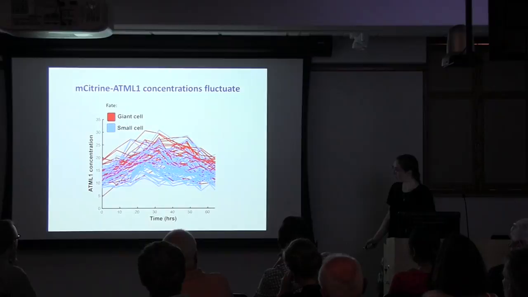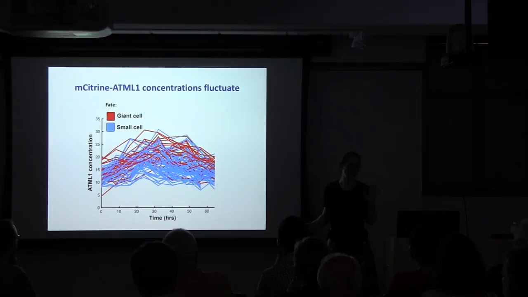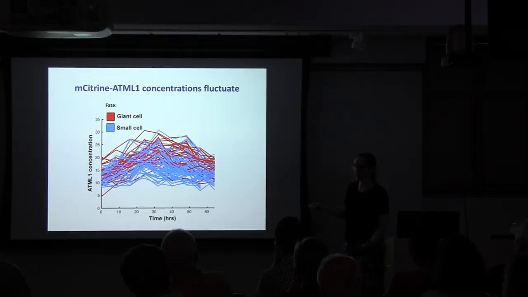Okay, so here's what we see. We've got all the cells in the sepal epidermis. Giant cells are in red, small cells are in blue. You can see, first of all, that it does fluctuate. That's very dramatic. The hypothesis is less clear, though. You can see that, in general, the giant cells tend to reach high levels of ATML1. So here's ATML1 concentration, high levels over time. But some of the blue cells actually reach very, very high concentrations. So some small cells are getting way up here in the concentration.